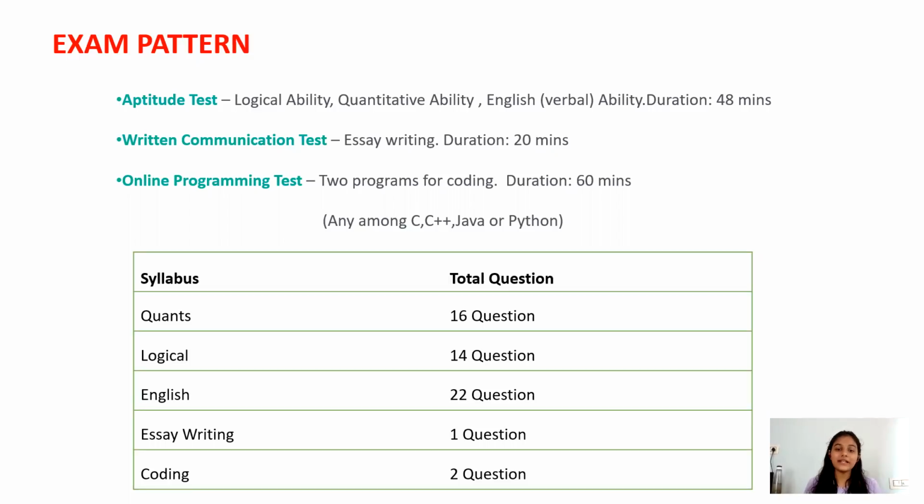Next, the online programming test. That is, two programs will be there. This is common with every online assessment. Two program questions will be there, and the total duration is 60 minutes. Like you have two questions to complete in 1 hour. You can use any of the programming languages between C, C++, Java, or Python. So you pick any single programming language, and then try improving yourself in it.